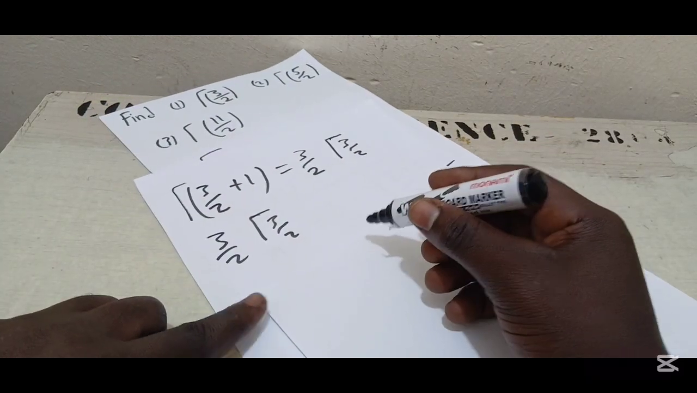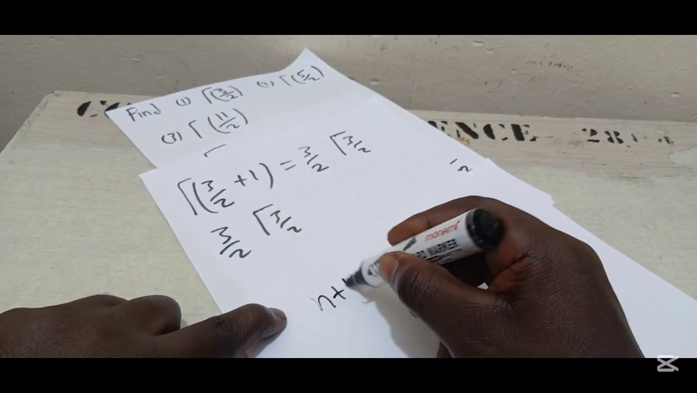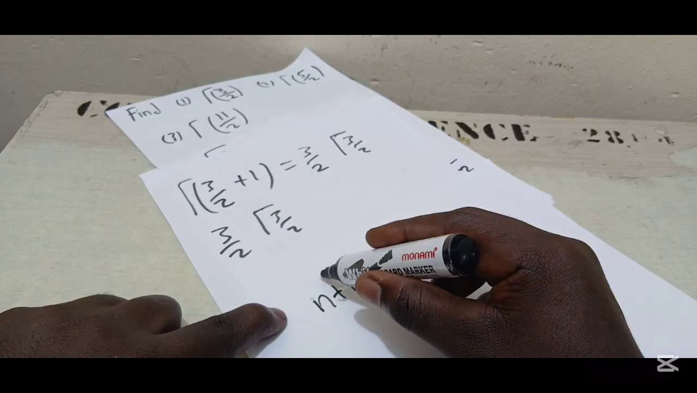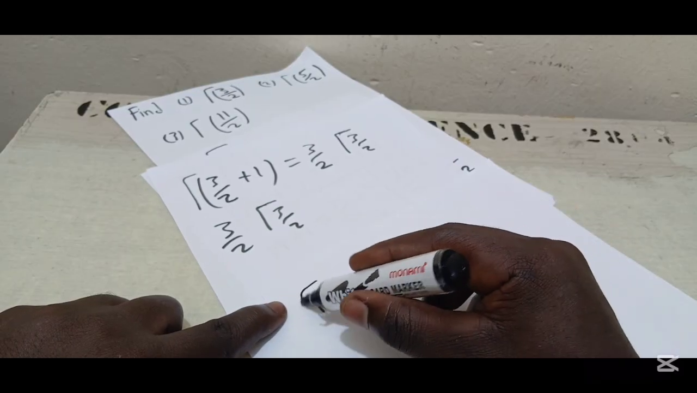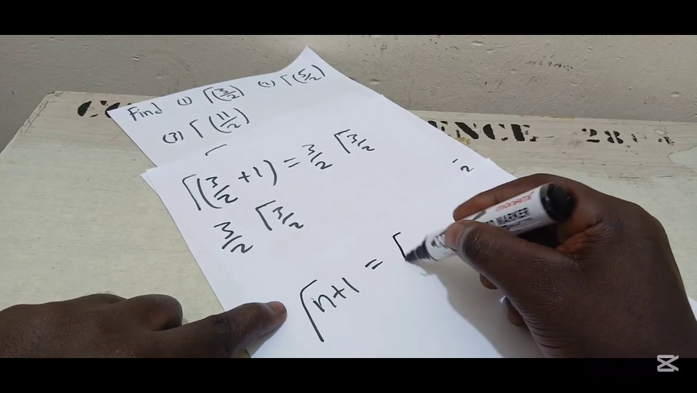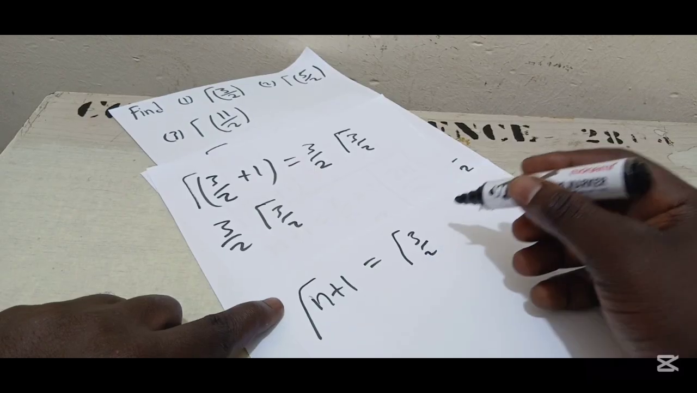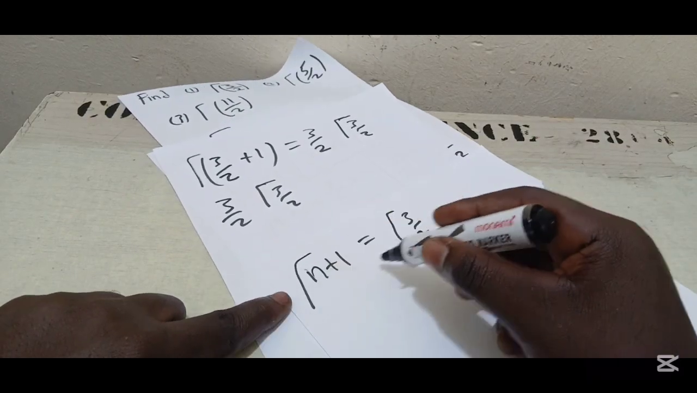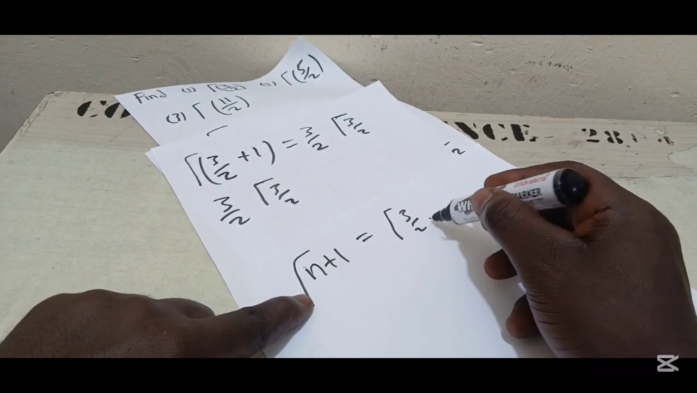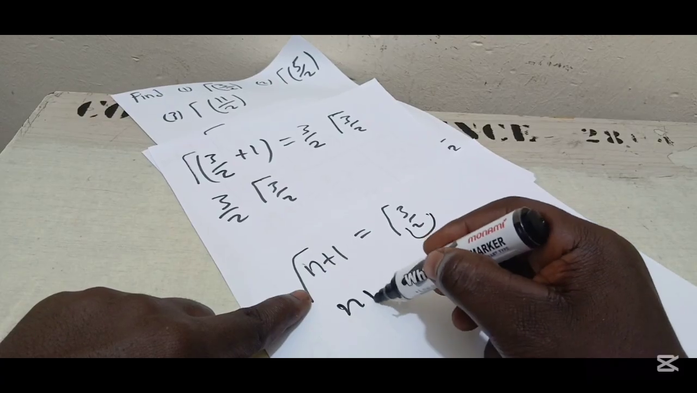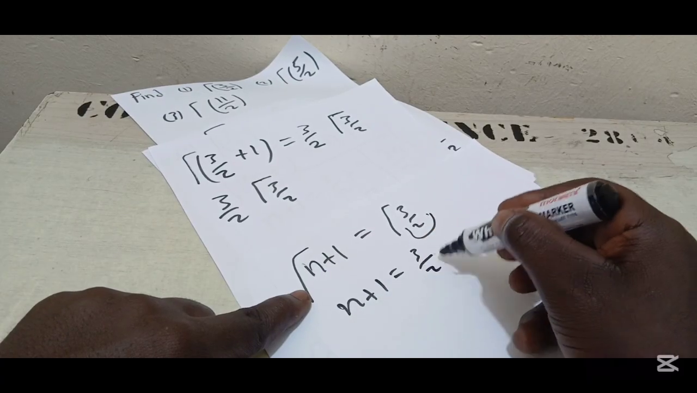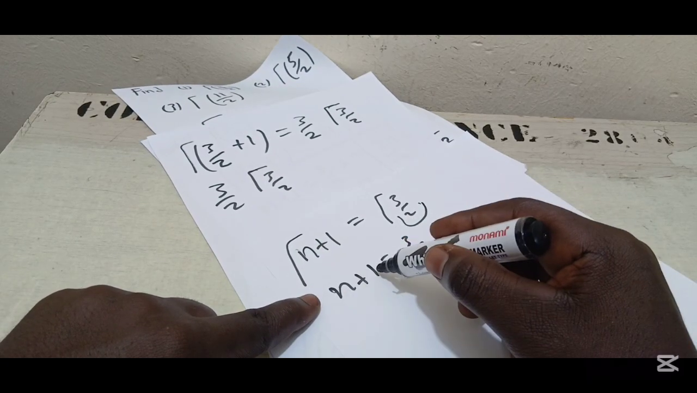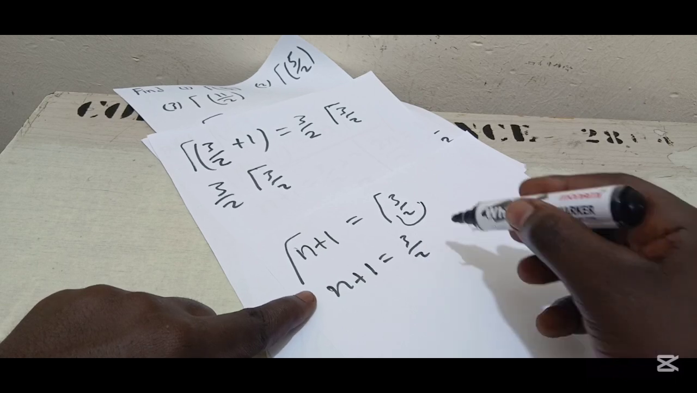So we need a certain value, n plus 1, which will give us gamma 3 on 2, right? Or we need n plus 1 to give us 3 on 2. Let's focus on this. So n plus 1 to give us 3 on 2. We need some value that we add 1 to, so that it will give us 3 on 2.